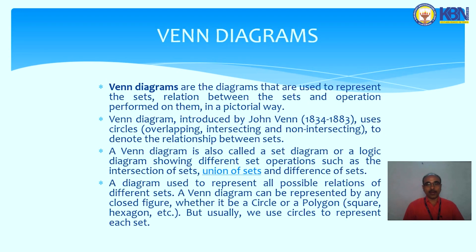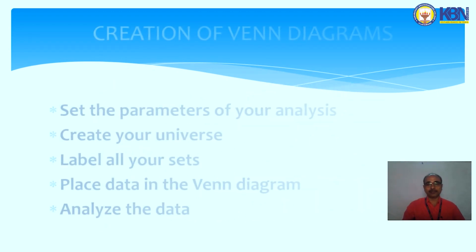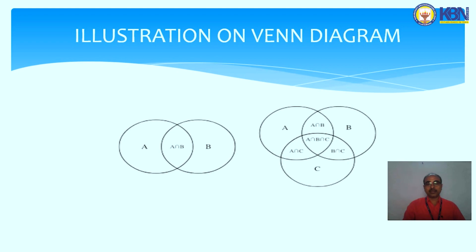Next, coming to Venn diagrams. We can just look into this diagram before I explain. These are Venn diagrams, generally in a circle. It can be shown in a square or hexagon, but generally it will be in the form of a circle. Venn diagrams were introduced by John Venn. Generally he uses circles to denote the relationship between 2 sets. For example, if you observe, A and B are in the first diagram, A, B and C are in the second diagram.